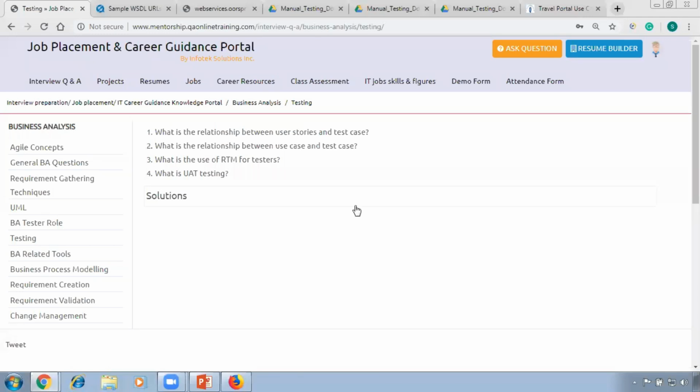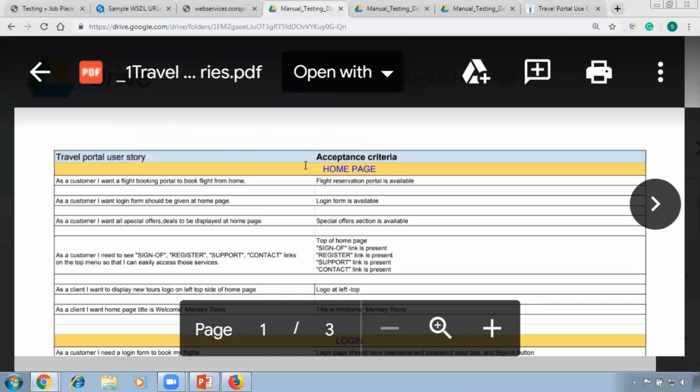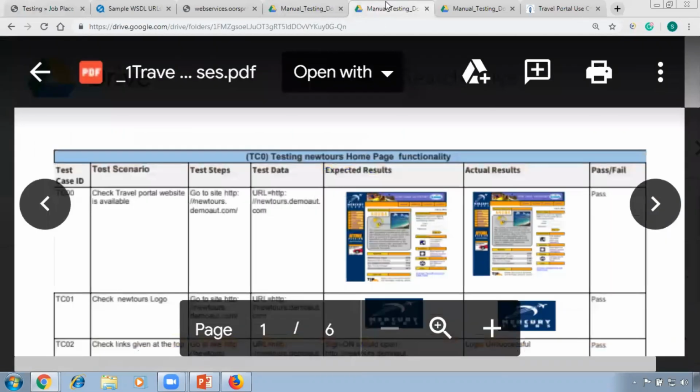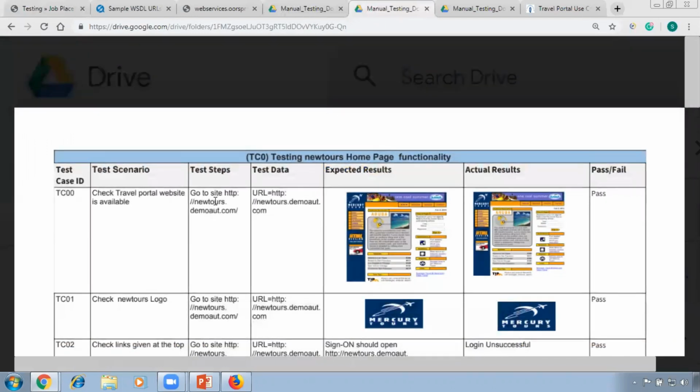Hello everyone, here we will discuss some more questions that can be asked in a business analyst interview. The first question is, what is the relationship between user stories and test cases? That is your user stories for a travel portal, a flight reservation portal. And this is your test cases written for the travel portal.